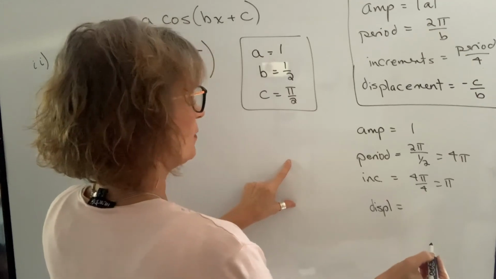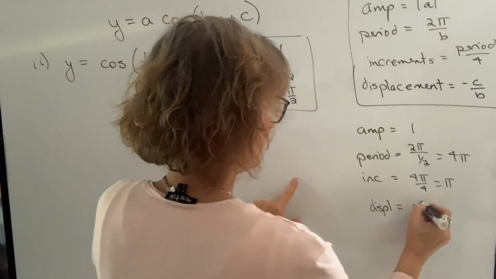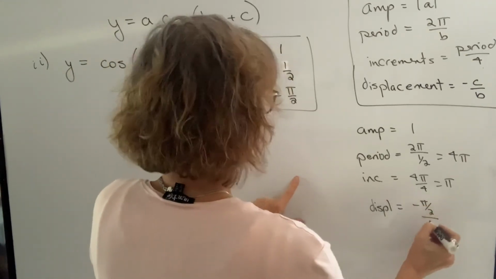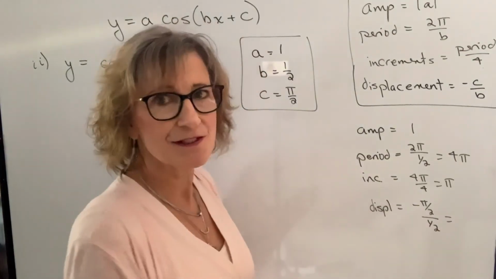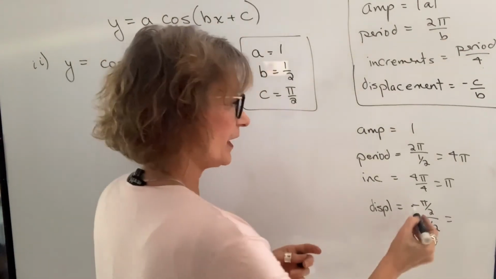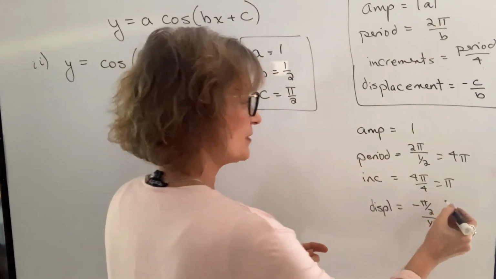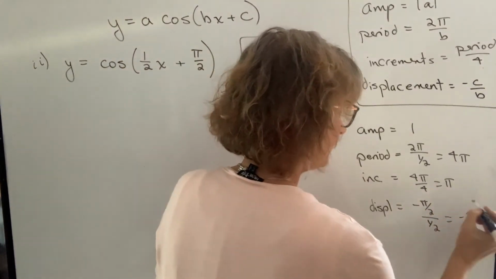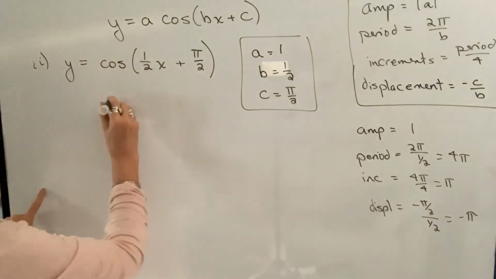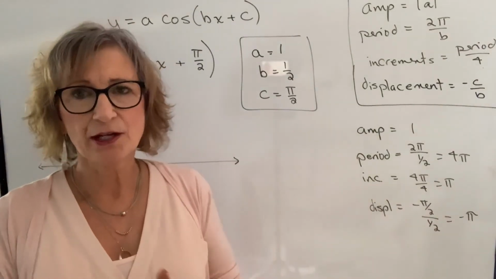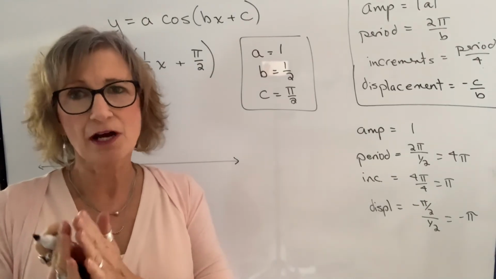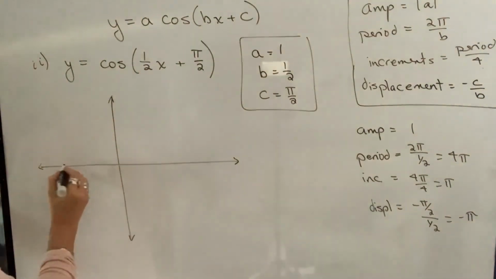And the displacement will be negative C, so negative pi over 2, divided by B, which is 1 half. Dividing by 1 half is like multiplying by 2. So if I have negative pi over 2 times 2, that will equal negative pi. So negative pi tells me where my cosine function or graph starts. That's right here.